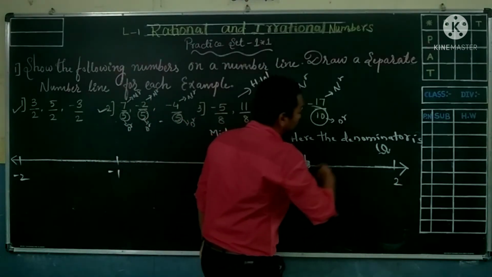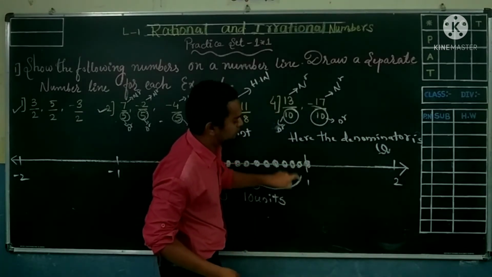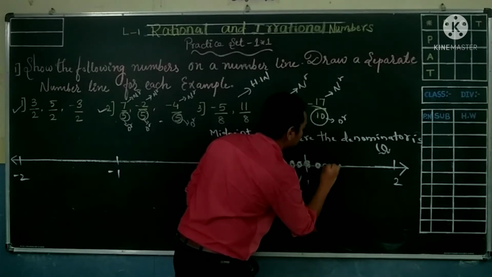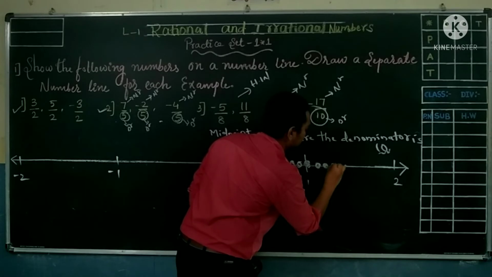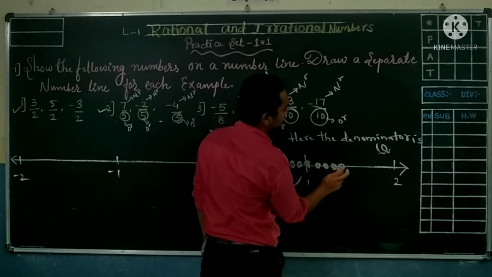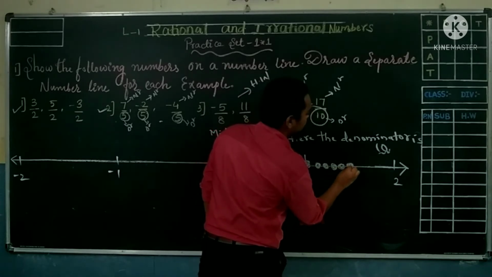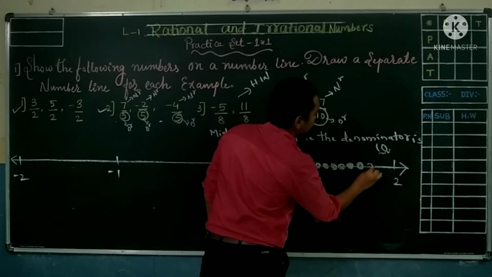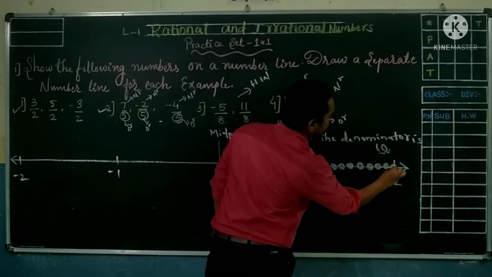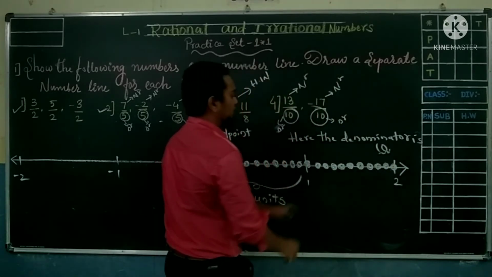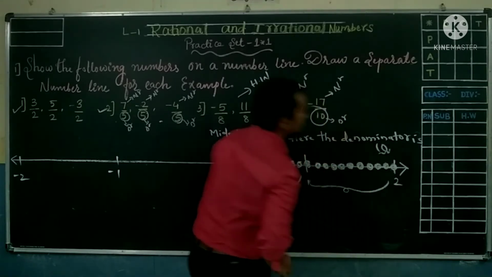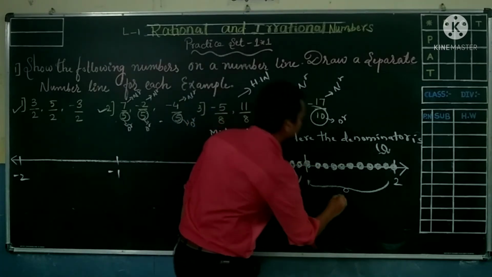The difference between 1 to 2, we will leave 1. This is 1 unit, 2 unit, 3 unit, 4 unit, 5 unit, 6 unit, 7 unit, 8 unit, 9 unit. This is the last one, 10 units. The difference between 1 to 2 is also how many units? 10 units.